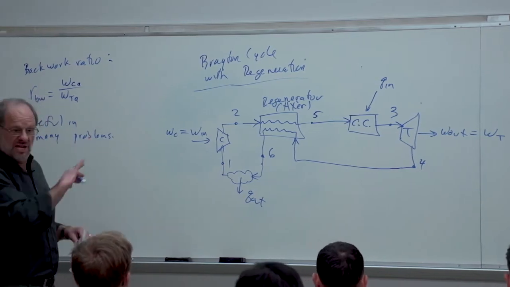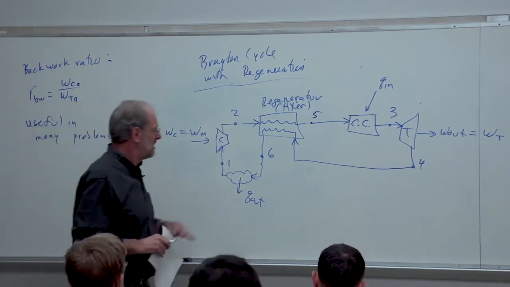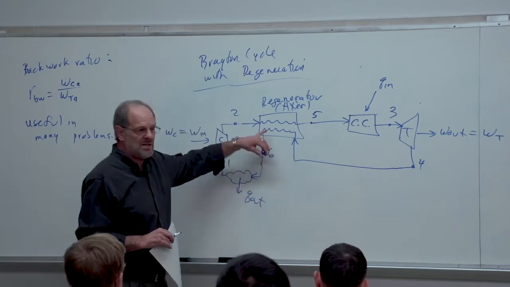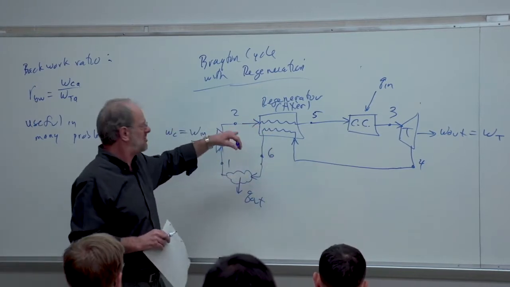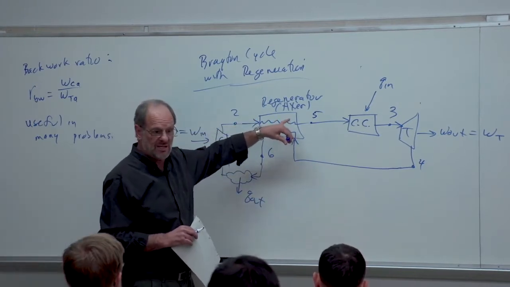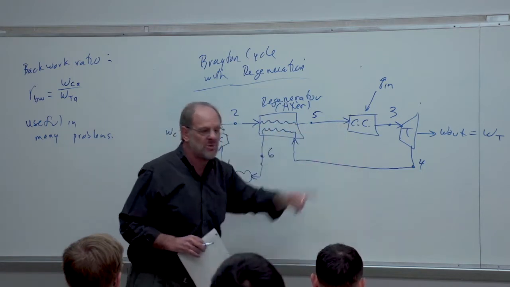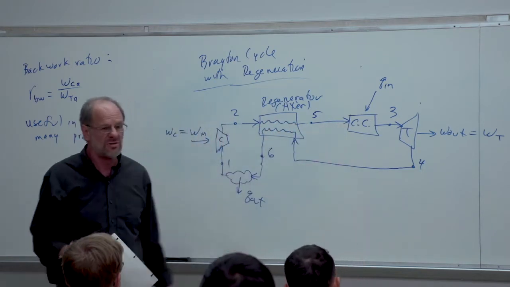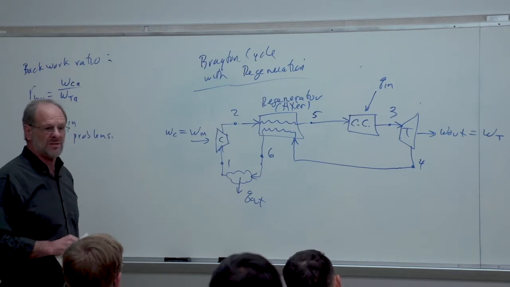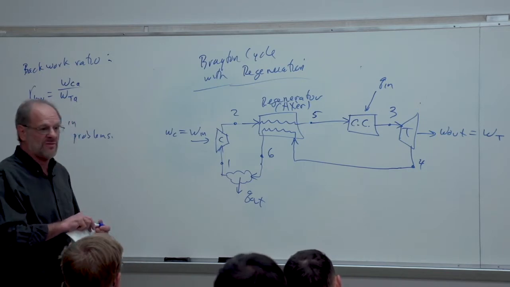So does everybody understand the basic process here? How we're taking what would otherwise be wasted heat and transferring it to a part of the system where we could utilize that heat, and therefore we have less heat input in the combustion chamber, less fuel to purchase, lower heat input, and therefore higher thermal efficiency.